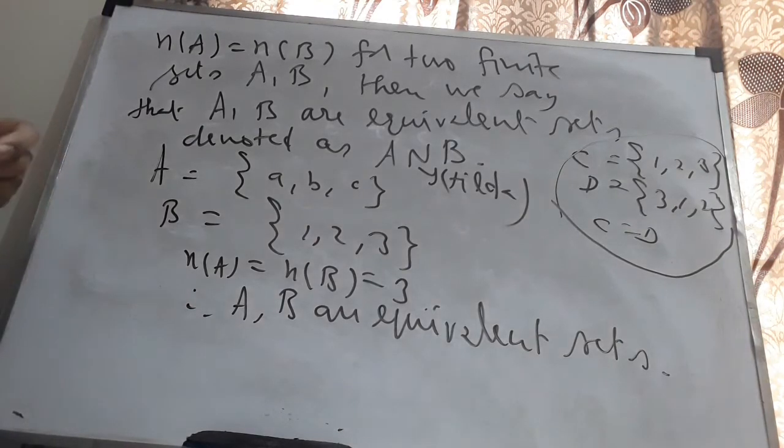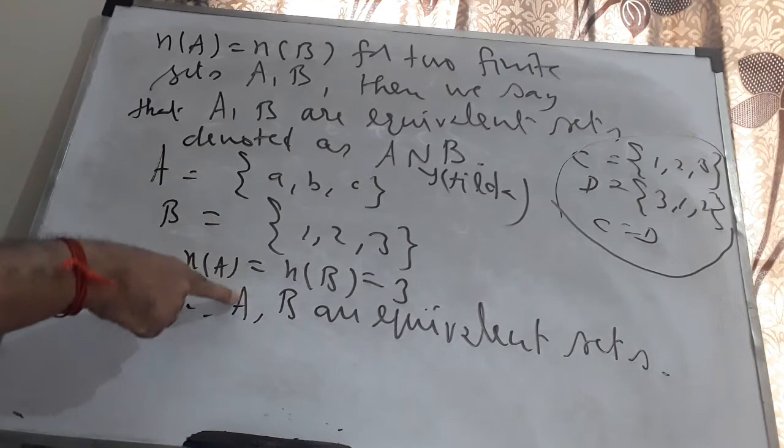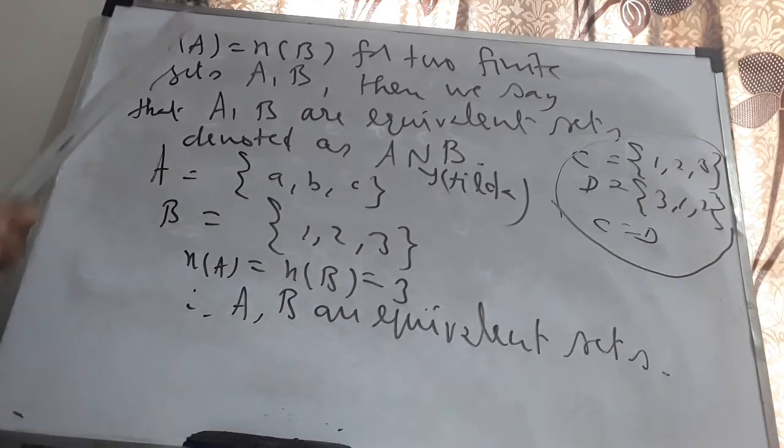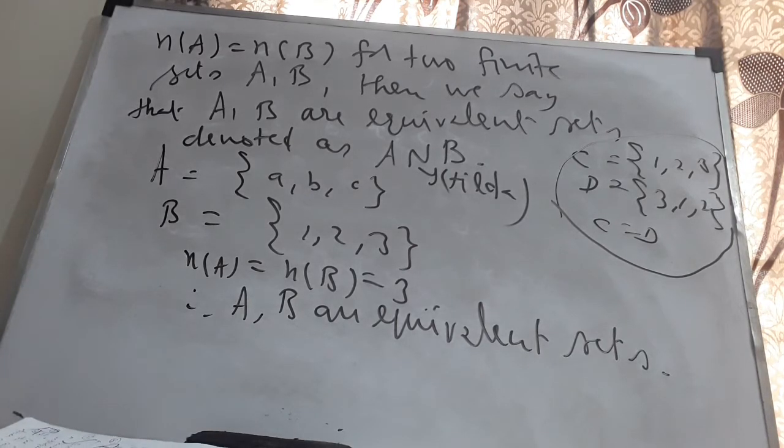But any pair of equivalent sets need not be a pair of equal sets. See here, A has a, b, c and B has 1, 2, 3. The number of elements is the same, but they are not equal. Therefore, any pair of equivalent sets need not be a pair of equal sets, but any pair of equal sets will definitely be a pair of equivalent sets.